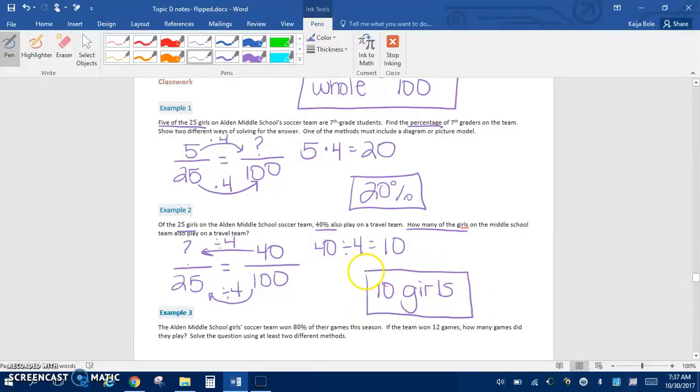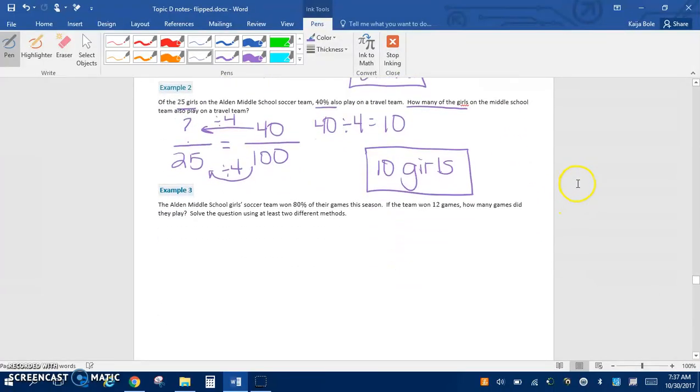Alright, so one trick is that your arrow is always pointing towards the question mark. So always make sure that it's pointing in the right direction so you don't get confused.